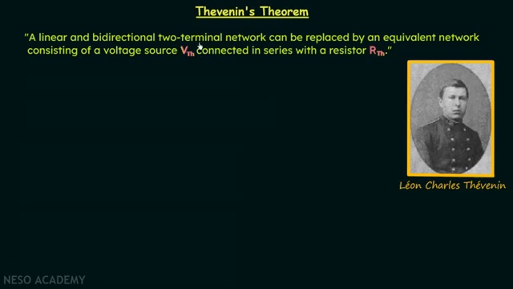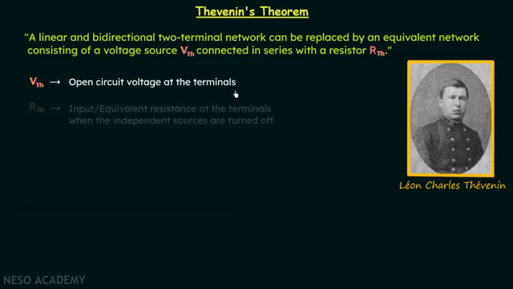Now what is VTH and what is RTH? VTH, which is known as the Thevenin's voltage, is the open circuit voltage at the terminals. We will understand how we can calculate VTH in the network. And RTH, which is known as the Thevenin's resistance, is the input or equivalent resistance at the terminals when the independent sources are turned off. And we will understand how to calculate VTH and RTH by taking one example.